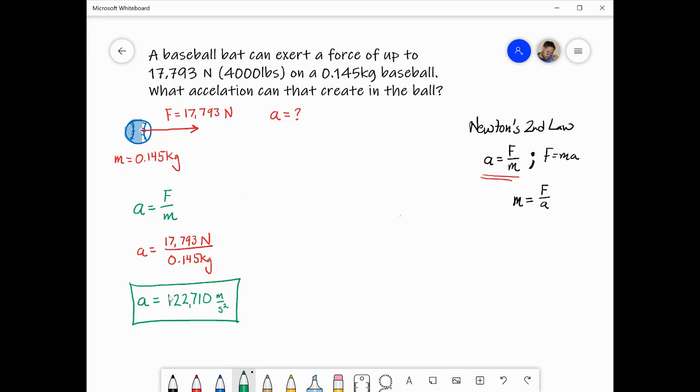I hope that was a helpful quick rendition. These problems are not that long. It's really rearranging your equation to what you need, plugging in what you've got, and then solving it in order to figure out what our accelerations are.